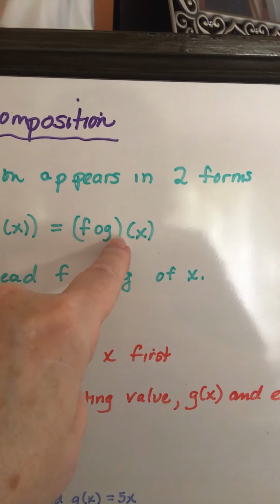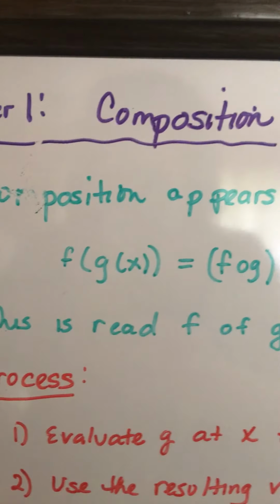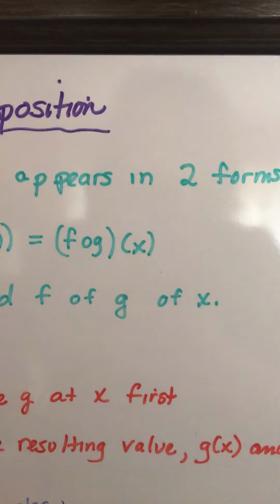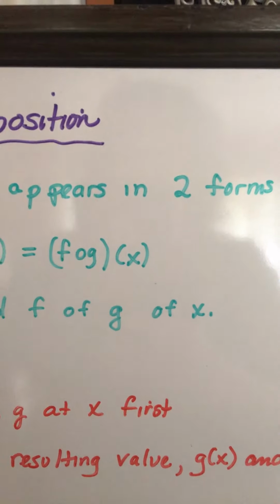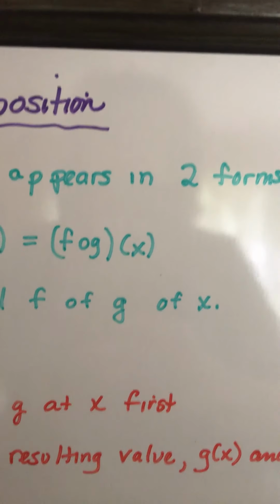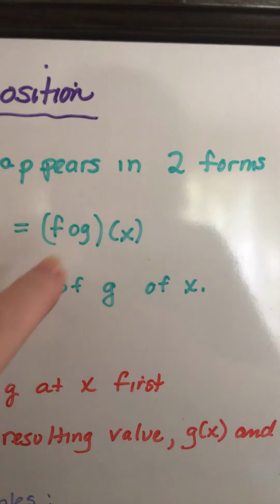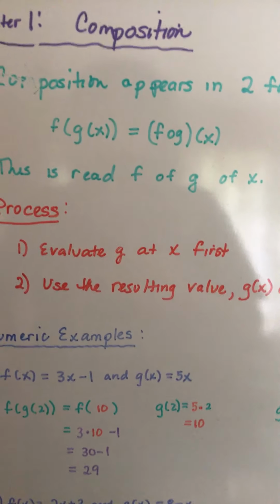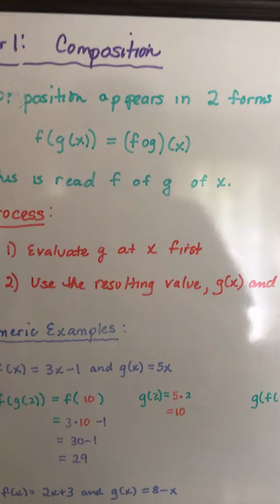F circle g of x. We will use f of g of x notation, but you will note that this notation is still popular. It kind of looks like the word "fog," only this little circle is supposed to be smaller. Okay. So first, how would we evaluate?